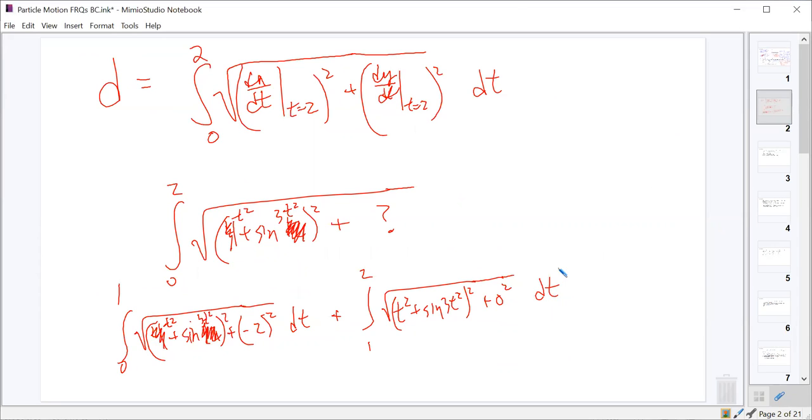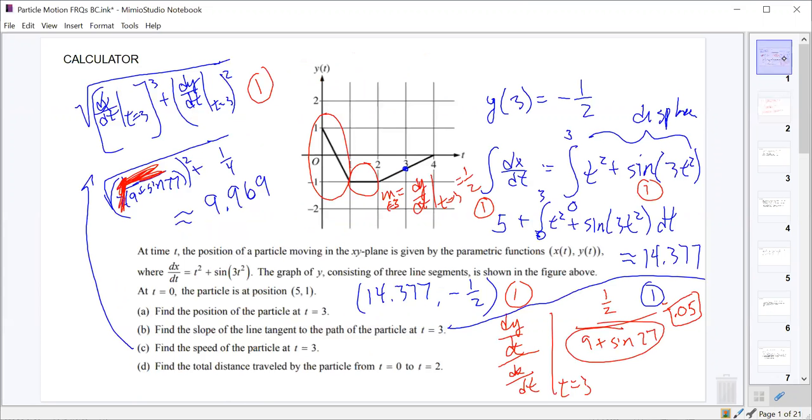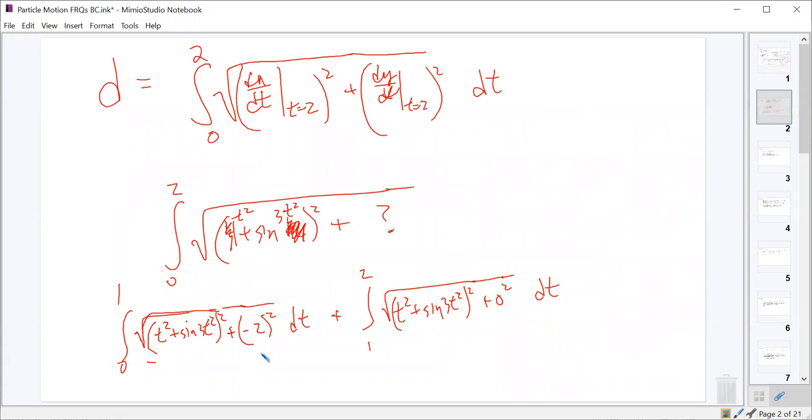So that looks atrocious. We're going to rewrite that. Does that make sense or no? I messed this up horribly. So it's the integral of dx dt squared plus dy dt squared from 0 to 2. We had to break it up into 0 to 1 and 1 to 2 because we have different values for dy dt here. Dx dt is changing too, so I don't know why I plugged in a 2 to that, because we're integrating from 0 to 2, so we've got to do t squared plus sine 3t squared as the value inside the integral.